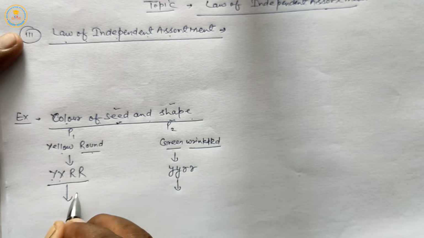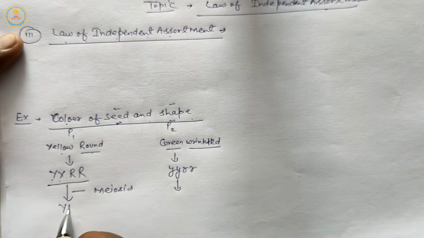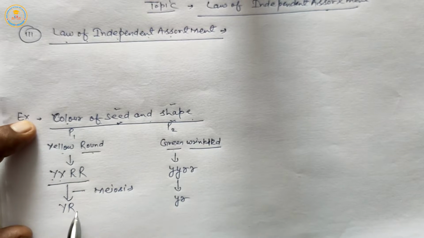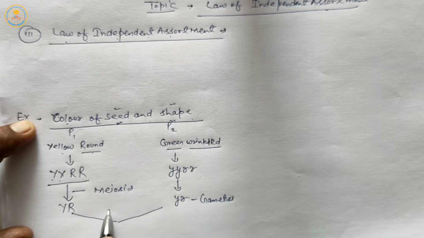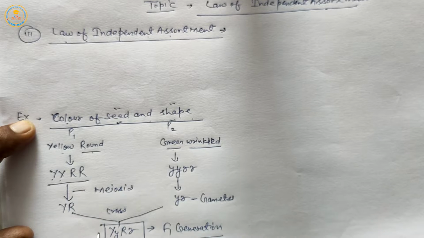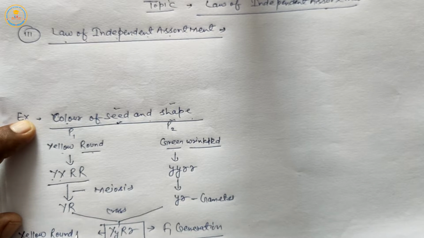Next process is meiosis and forms gametes. These are gametes. When we cross the gametes, it forms the first generation. It means F1 generation. And this plant is yellow round plant.